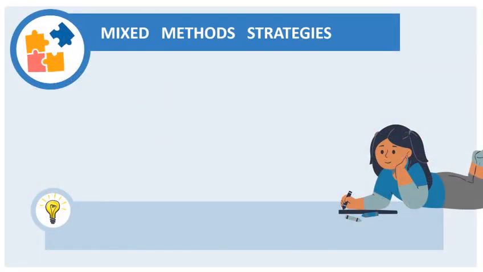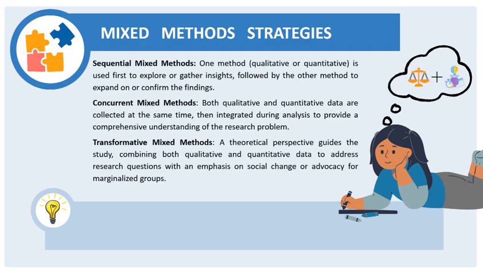Now we all know about mixed method strategies. A mixed method strategy combines both quantitative and qualitative research approaches to gather a more comprehensive understanding of a research problem. There are some types of mixed method strategies: sequential mixed methods, concurrent mixed method, transformative mixed method. Sequential mixed method: one method is used first to explore or gather insight, followed by the other method to expand or confirm the findings.